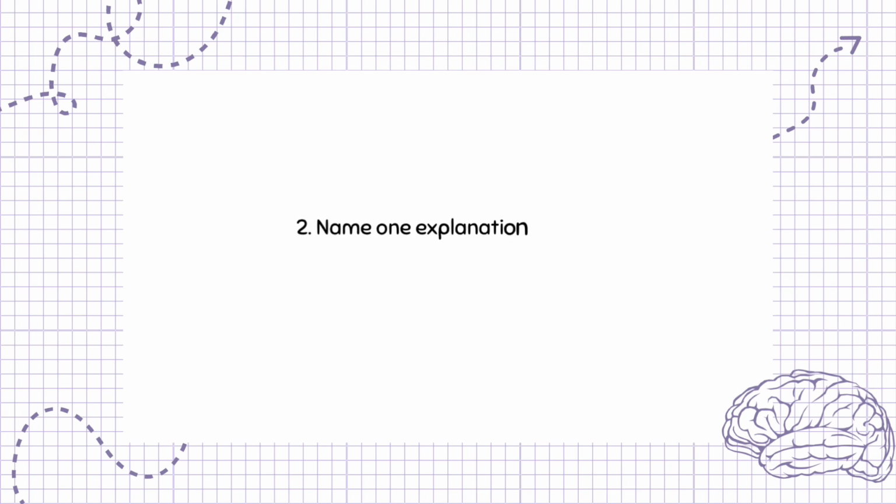Question 2. Name one explanation of resistance to social influence. 1 mark. Social support.